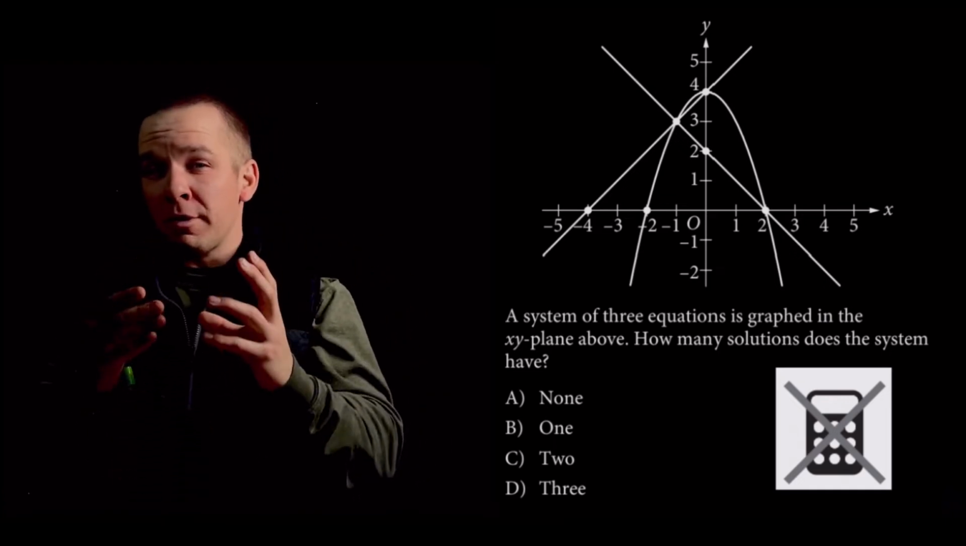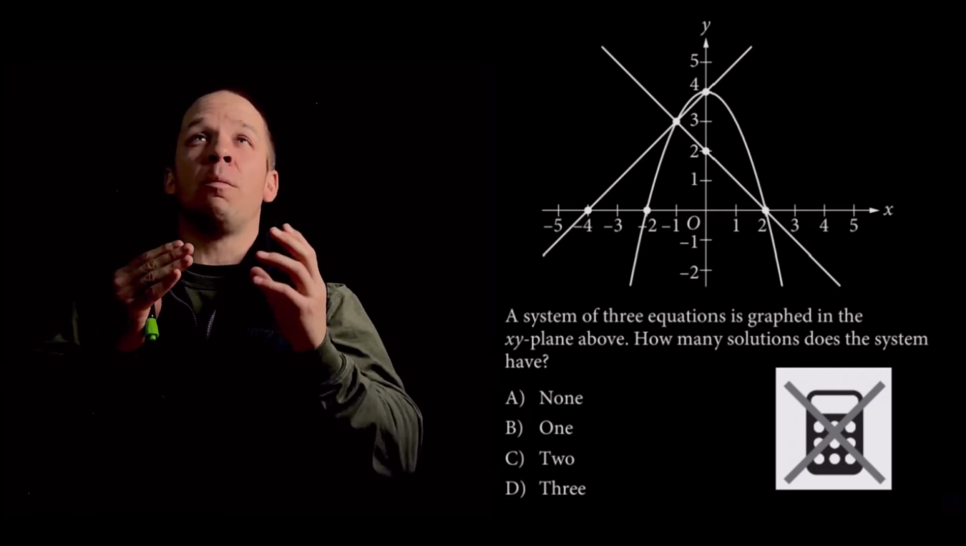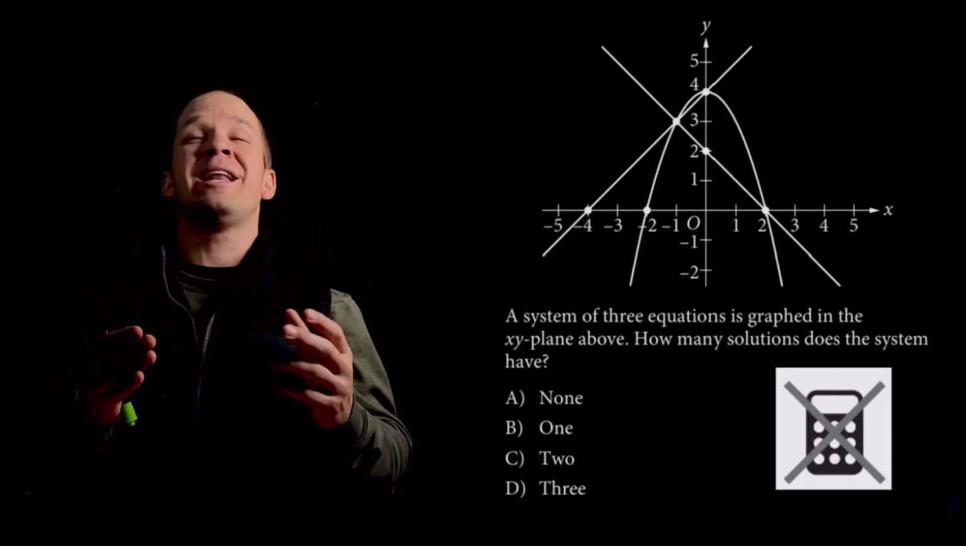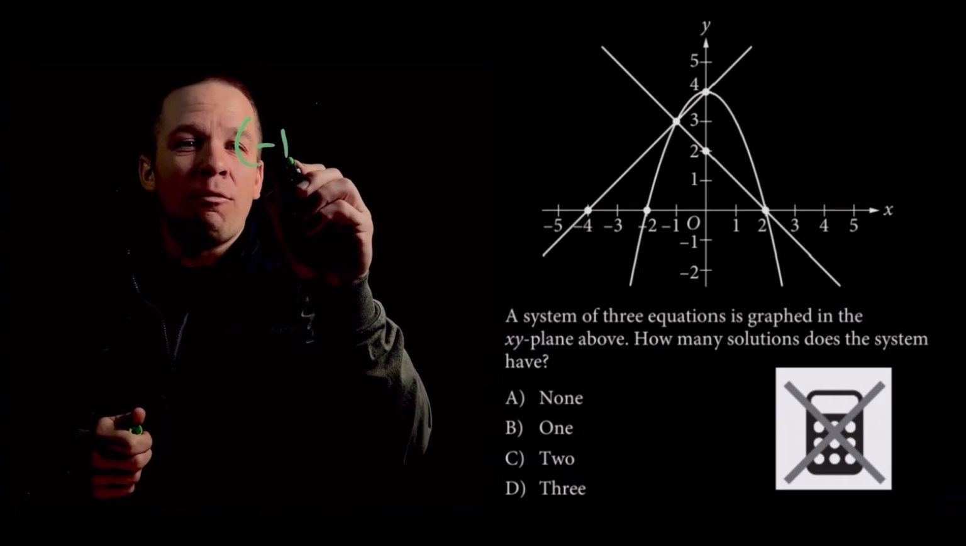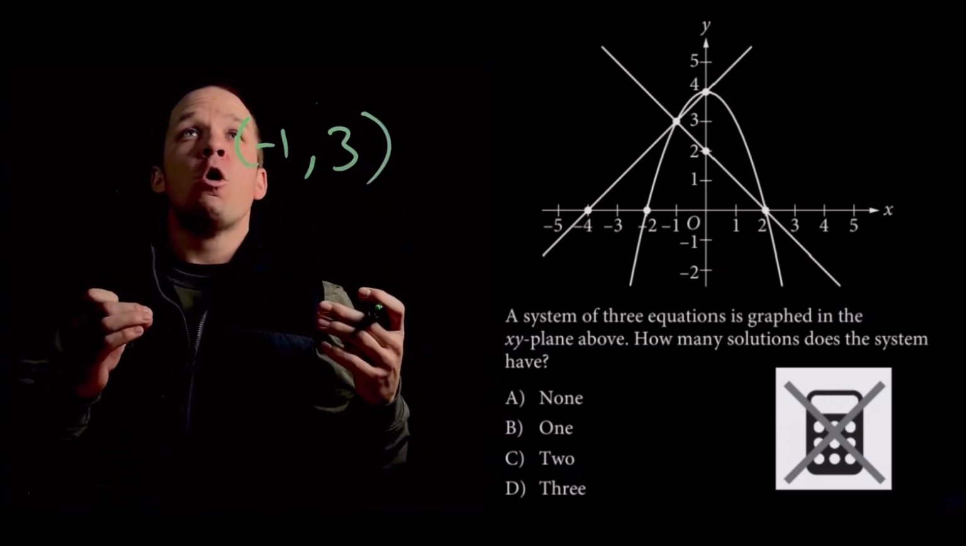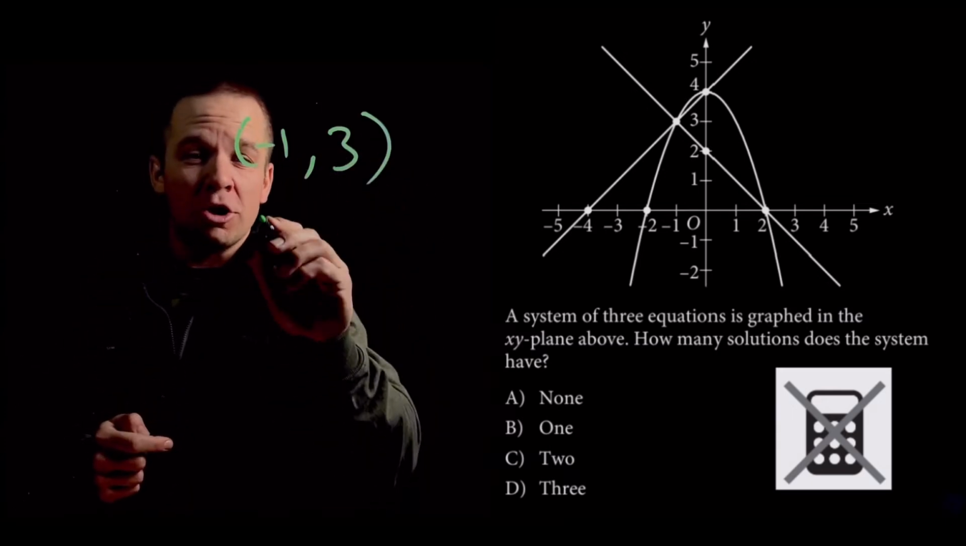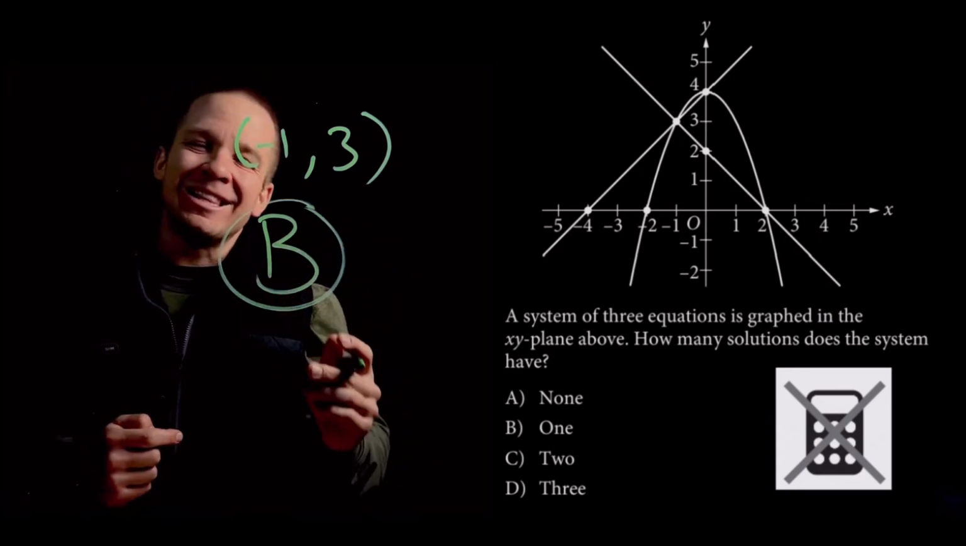So do all 3 equations ever meet at one single point? Do they all 3 intersect at one single point? Yes, it's happening at negative 1, 3 right there on the graph, which means that there is one solution. Our choice is B.